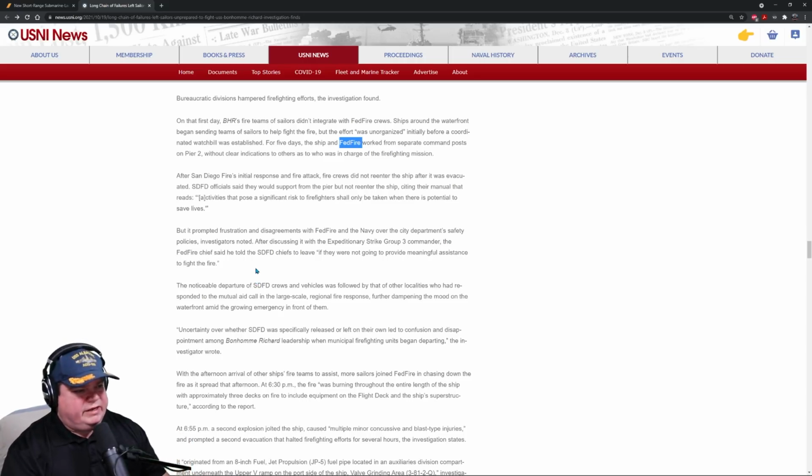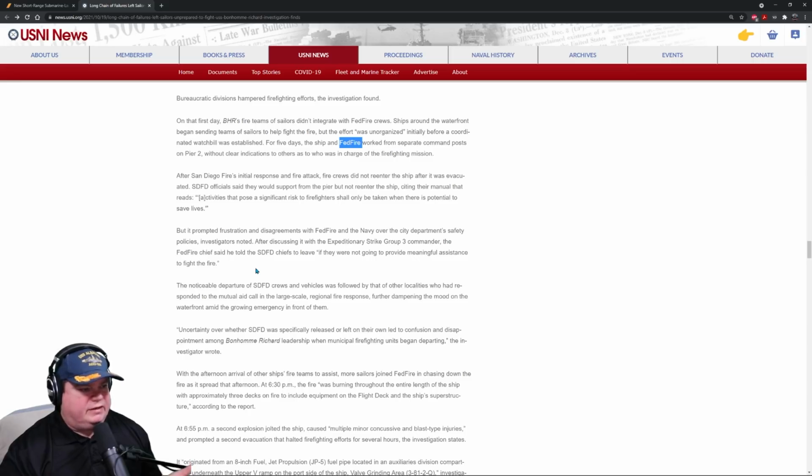Okay, after San Diego's initial response and fire attack, fire crews did not re-enter the ship after it was evacuated. San Diego fire officials said they would support from the pier but would not re-enter the ship. Keep in mind, these are the civilian firefighters from the city, right? They're not trained in these special things. They're brave, but they have limitations. He says, citing that they have a book, right?